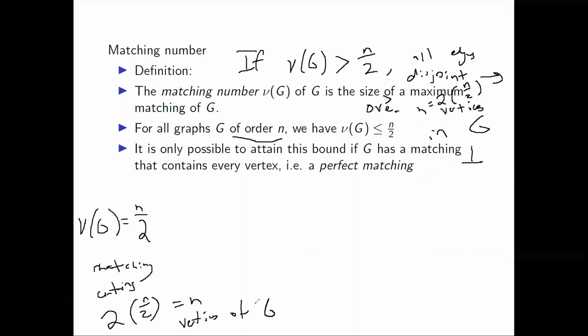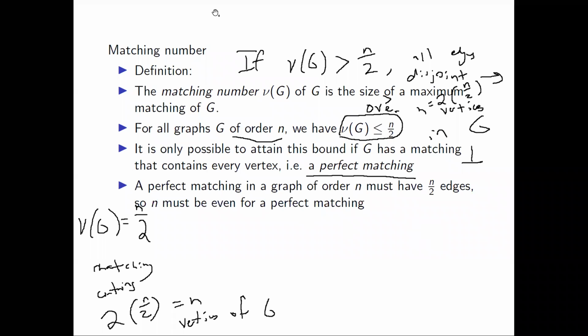Because any matching can't have any vertex occur in 2 edges of the matching. Each vertex can only occur in at most 1 edge of the matching. So if the matching attains this upper bound, if it's actually matching number n over 2, then that's a matching with all the vertices in our graph. And that's a special kind of matching. So if you do have a matching with all the vertices in the graph, you call that a perfect matching. So perfect matching just means that every vertex in the graph is used. It's a matching that contains every vertex.